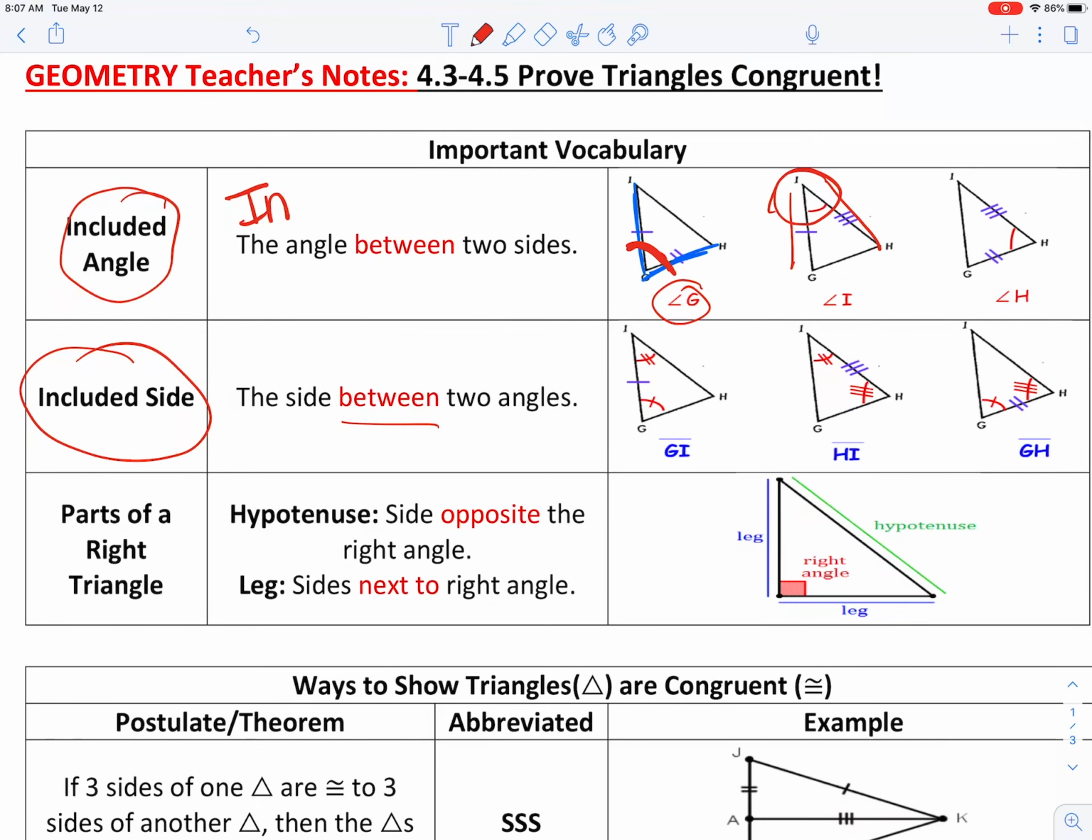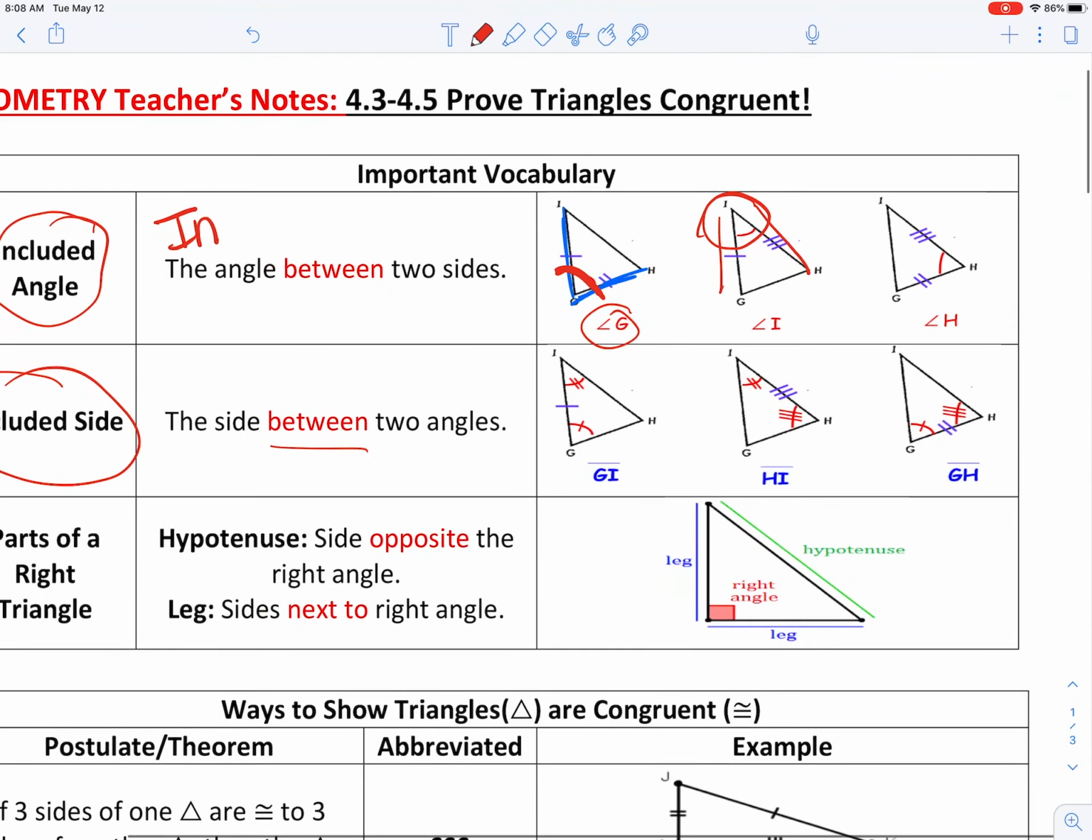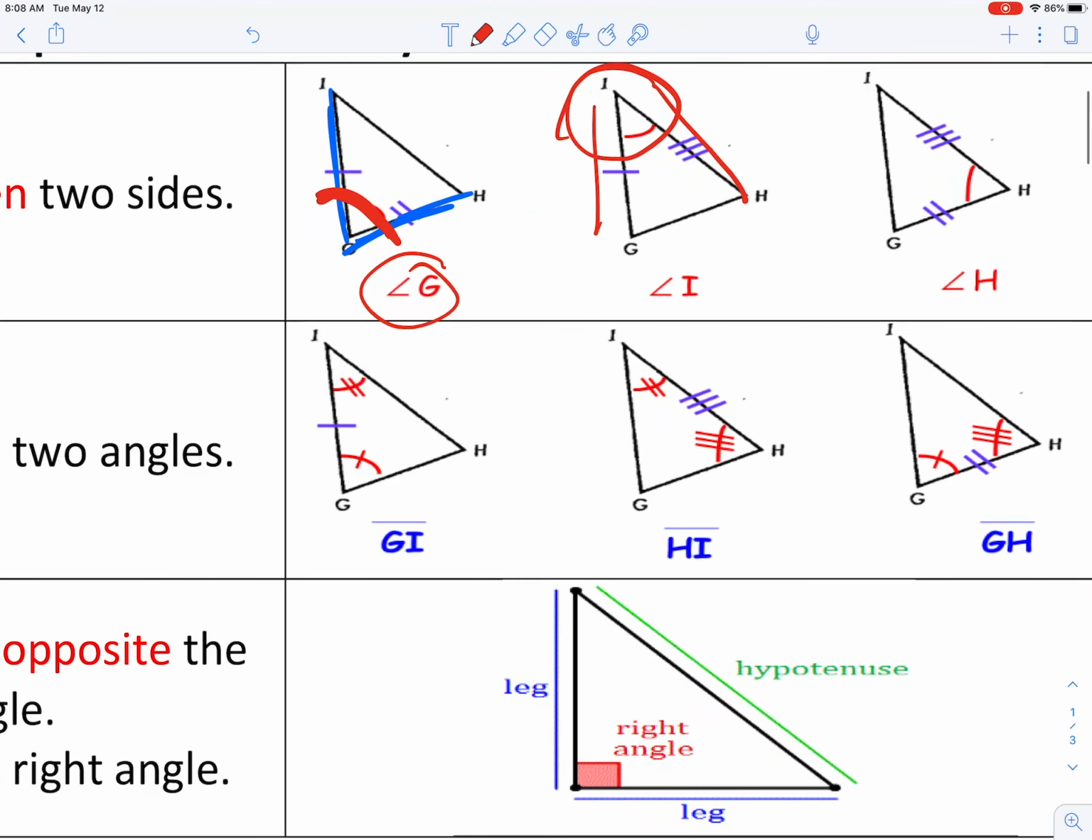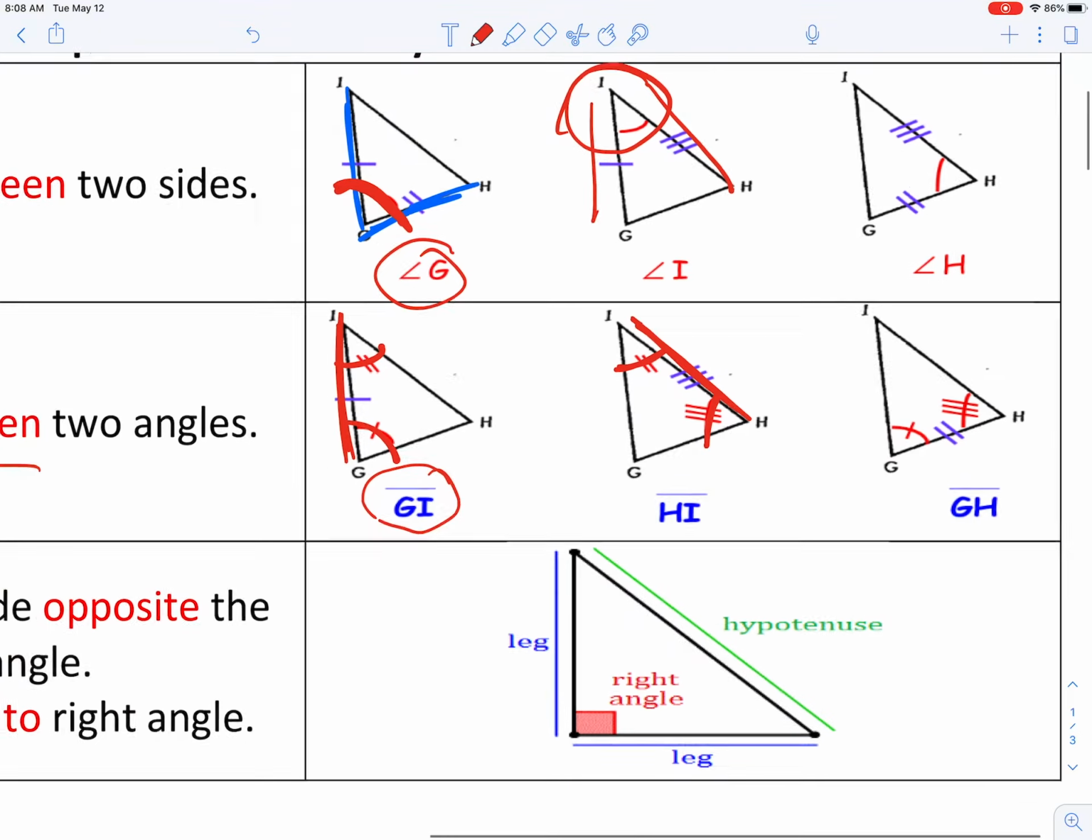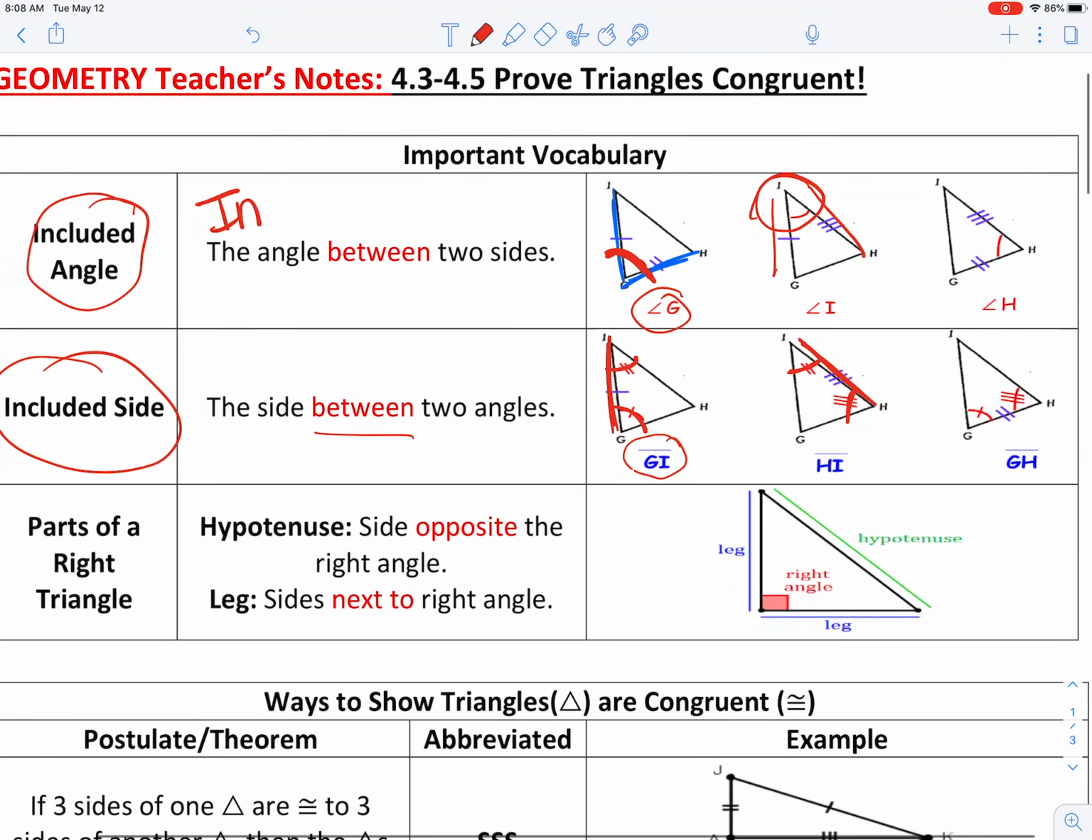Included side is really the same thing, only a side. It's the side between two angles. Taking a look at our photo example, here I have two angles, and what is that side in between? The side length GI, that's the included side. Again, in the next one, here's an angle and here's an angle. What's the side in between those two? Well, it's that side HI. So it's in between the two angles.